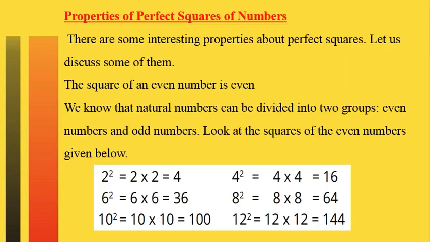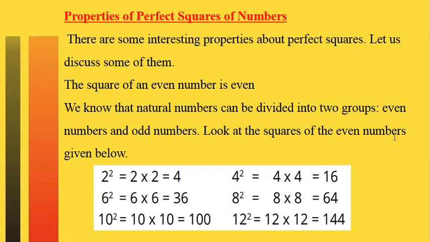Okay, now moving to the next, the properties of perfect square numbers. What are the properties? There are some interesting properties about perfect squares. Let us discuss some of them. The square of an even number is even. We know that the natural numbers can be divided into two groups, even numbers and odd numbers. We are familiar with that: the numbers which are divisible by 2 are called even numbers, and the numbers which are not divisible by 2 are called odd numbers.